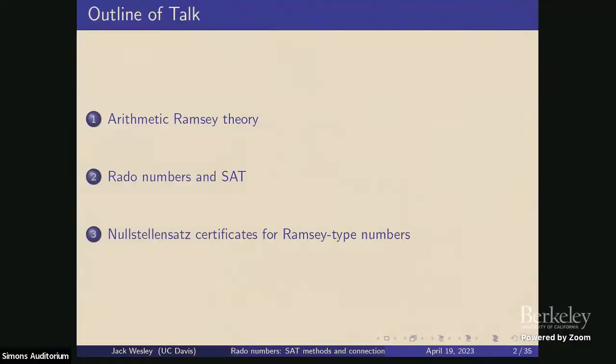This talk will have 3 parts. The first, I will give some mathematical background and some history and motivation behind some of the objects we study. Then I will discuss 2 projects. The first is more of a practical SAT application to the Rado numbers. And then the second deals with Nullstellensatz certification for Ramsey type numbers. And I'll try to describe some connection between the 2.